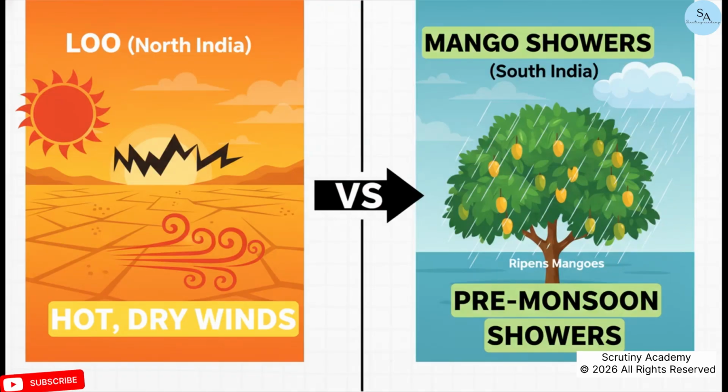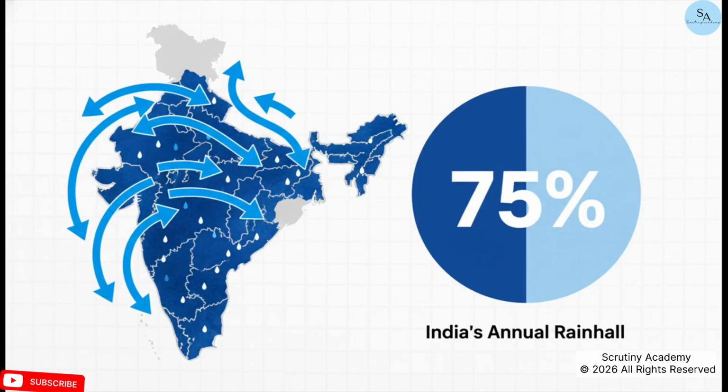Next, summer. You get 2 keywords here. First is the lu. You know, those incredibly hot, dry winds that just blast across North India. Second, you have mango showers. These are the awesome pre-monsoon showers down south that, you guessed it, help mangoes ripen early. Delicious.